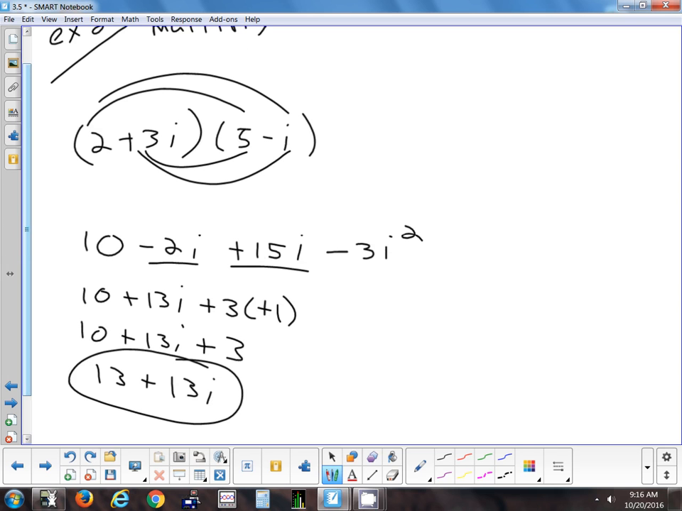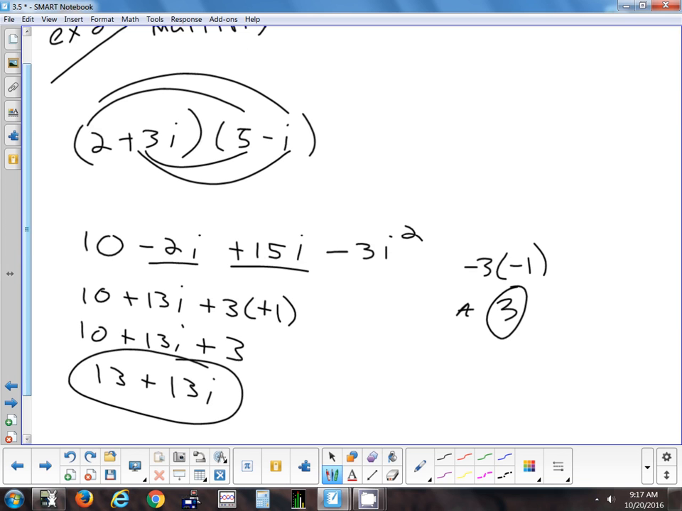Where did you get that? Like, what's that +1 next to in parentheses? So i squared was a -1, and I had a negative from the i squared and a negative in front of the 3, so they cancel each other out. But you don't add that +1 to it? No, because it's multiplication. It's positive 3 times. So that's just a positive one. Yeah, so it's -3 times -1, which turns into positive 3.